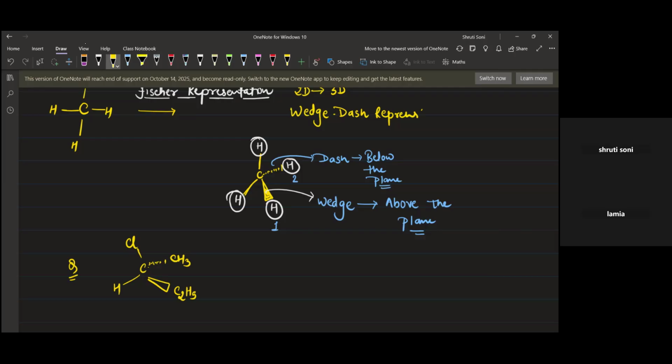How many atoms are in a plane in the question? How many atoms lie in the same plane? Maximum number of atoms. Two? Two or three? I think two.